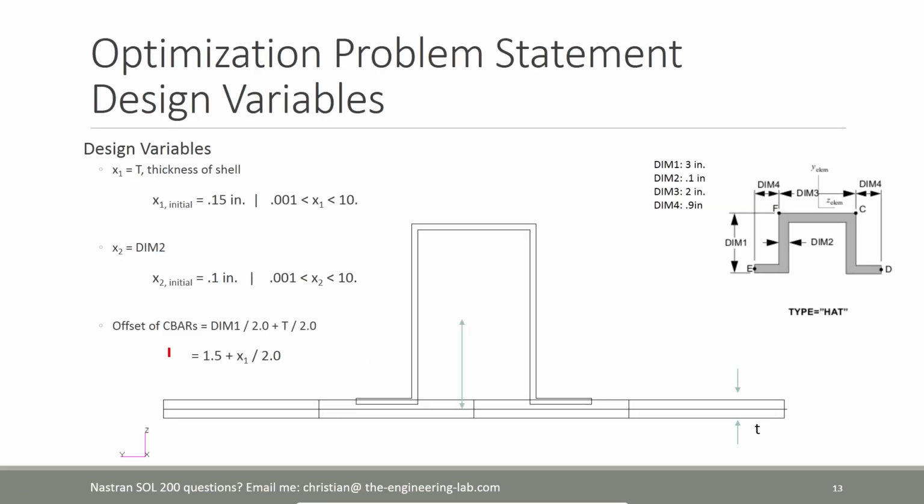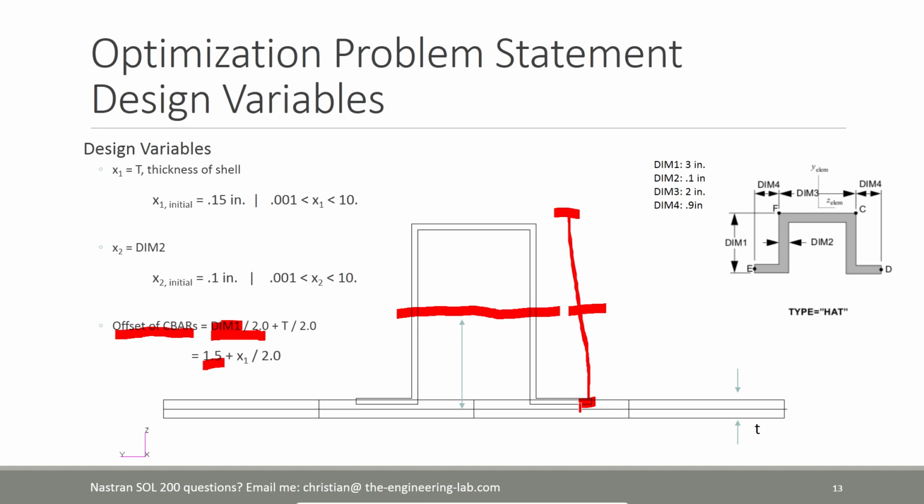We then need to impose another relationship, if you will. I'll call this the offset of the C-bar elements. We're going to say that the offset here, and here it might be worth drawing a line through the cross-section, is defined by half the thickness of the plate. So here we're just going to estimate that to be 1.5. Actually, this dimension 1 represents the height of the beam cross-section, and we're going to divide that by 2.